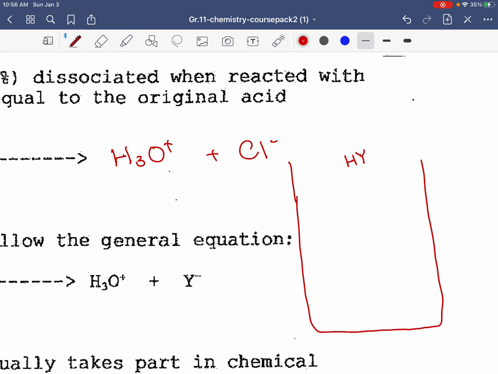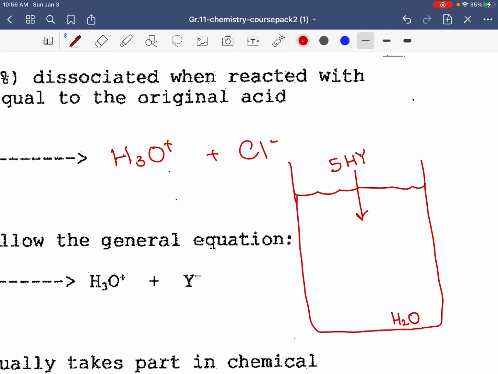Doesn't matter what it is. This is not a real acid, it's just HY. It's a weak acid. And here's water. I'm going to drop this acid in water. And let's say there's 5 of these.